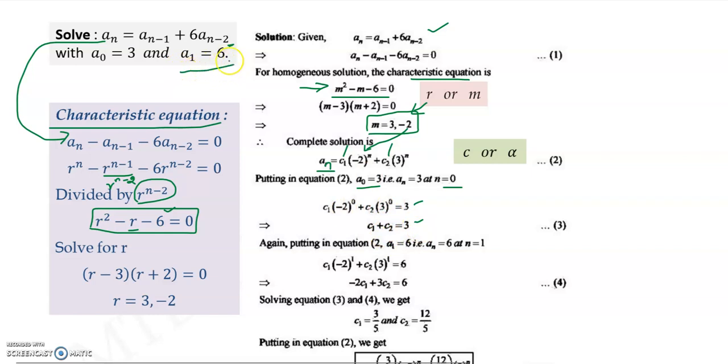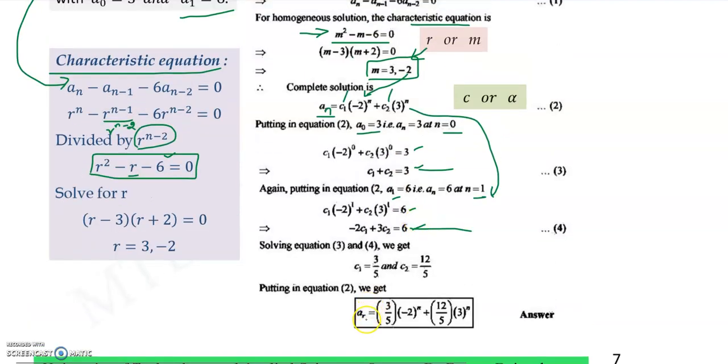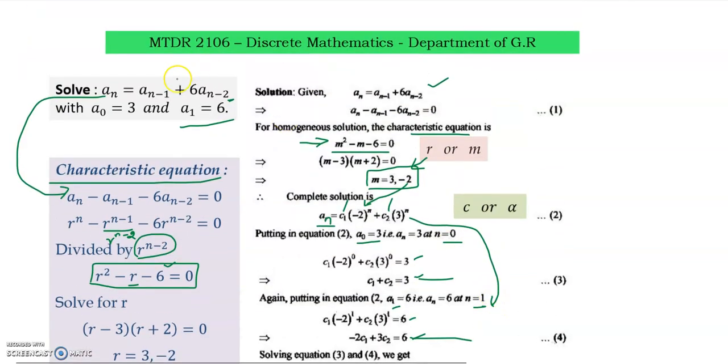Similarly, take a1 is equal to 6. Substitute n equal to 1, and that value is 6 on the right side. Then put n equal to 1 in this equation. You will get minus 2 c1 plus 3 c2 equal to 6. Now solve equation numbers 3 and 4 for c1 and c2. You will get c1 equal to 3 over 5 and c2 equal to 12 over 5. You can solve this in the calculator. Finally, I can write a_n is equal to 3 by 5 times minus 2 power n plus 12 over 5 times 3 power n. This is the complete solution of the given recurrence relation.